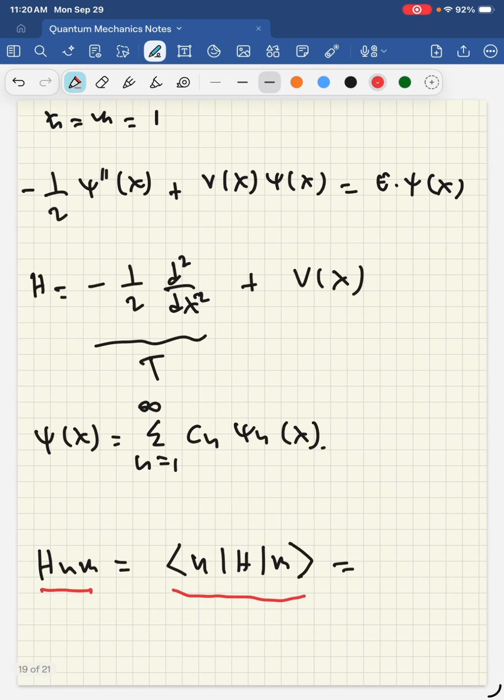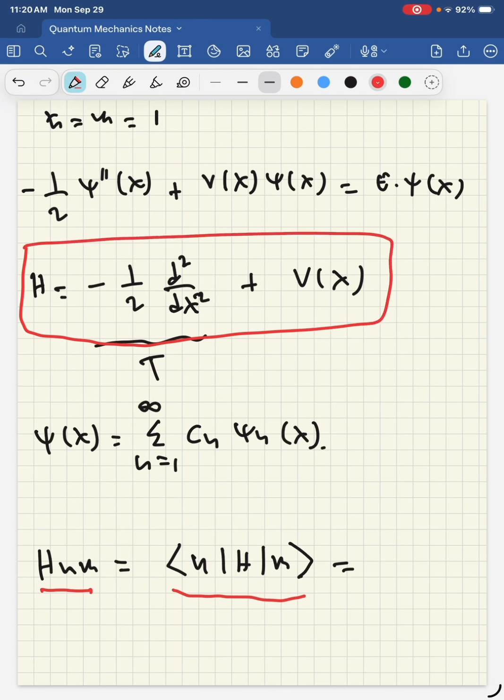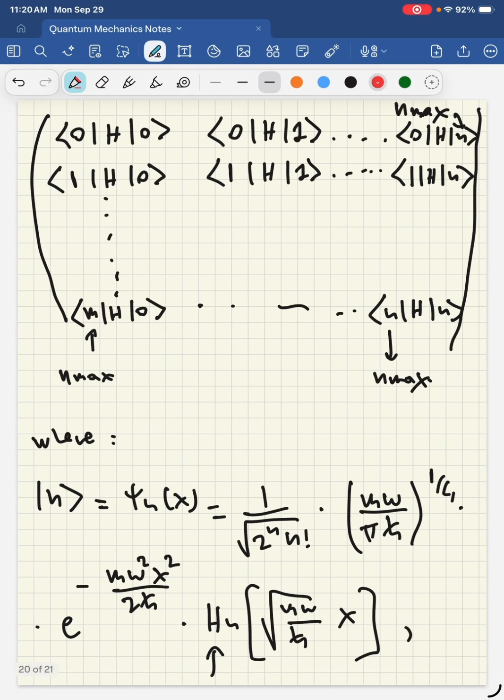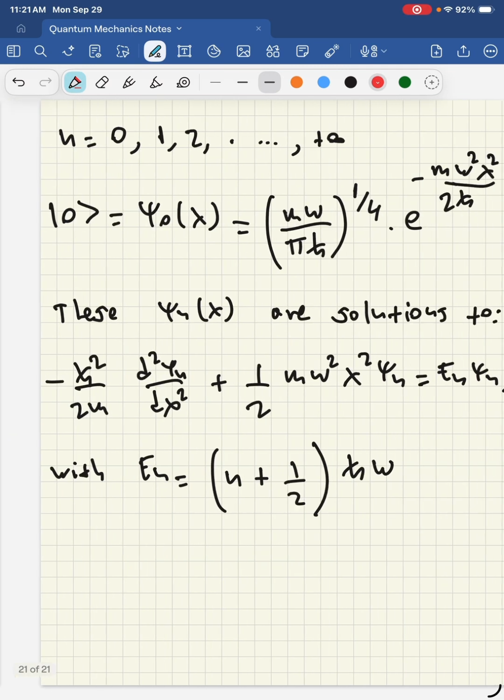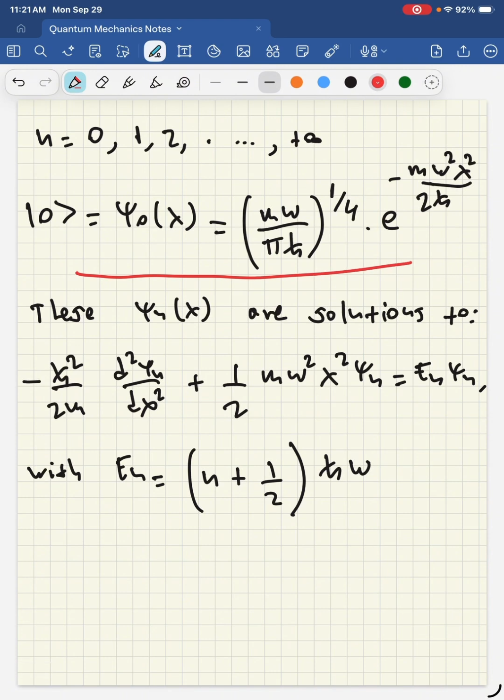The Hamiltonian operator is given by this expression over here, which we use to calculate these matrix elements. And if we use the harmonic oscillator basis, the basis functions are given by this expression. They depend on n, and n is an integer that starts from 0. The 0th state is this, and it has this energy. Sorry, the 0th state does not have this energy. The 0th state has an energy of h bar omega over 2.